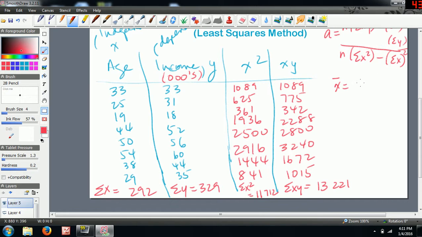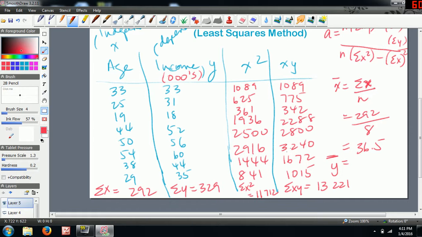Okay. So when you do that, you get all your sums, and we can also figure out our average for x. So to figure out the average for x, you add up all your x values and then divide by the total number of x's that you have. So all of our x values here are 292 divided by however many values we have. Well, we've got 8 values, so we just divide by 8. We get 36.5.